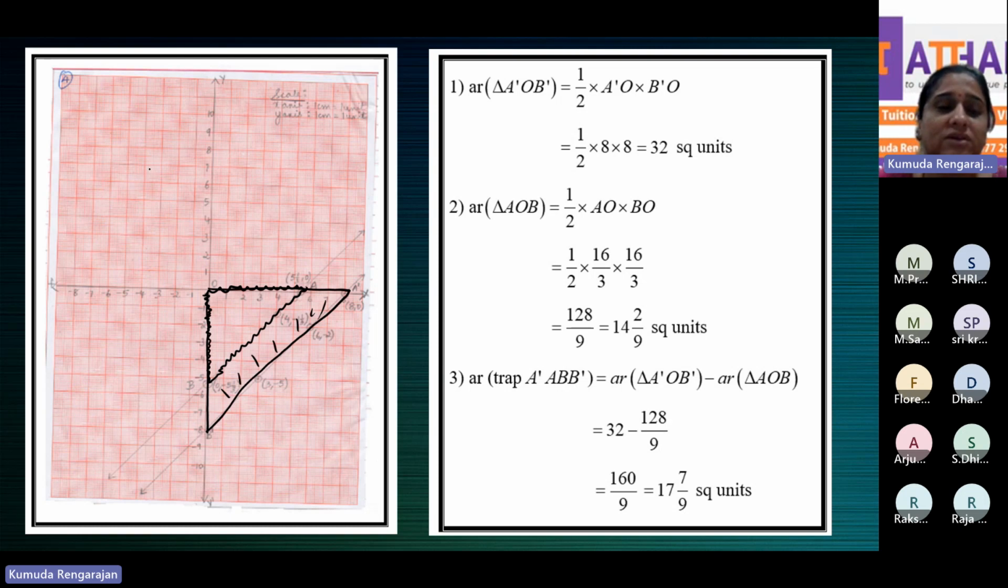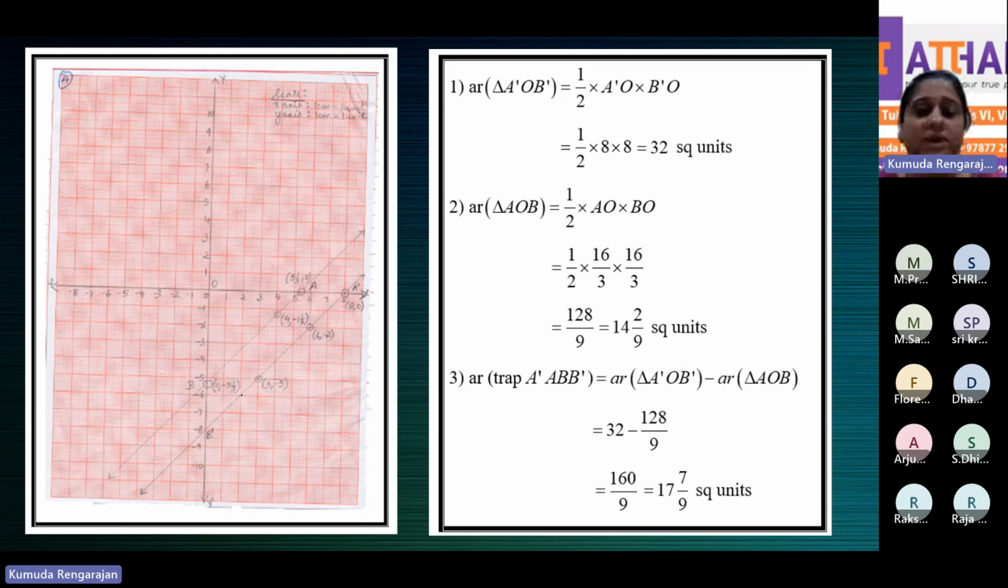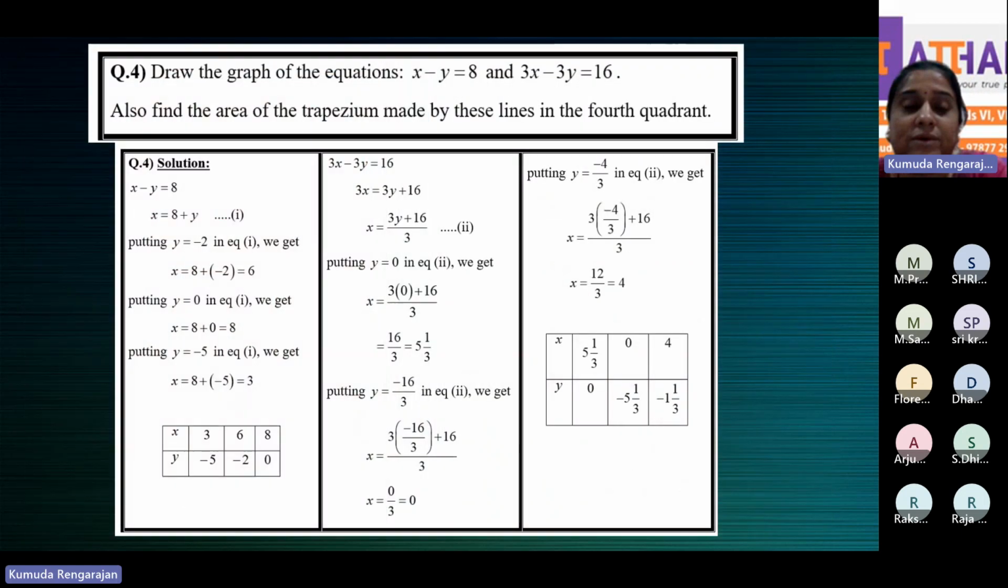See, the area of the trapezium is given by the formula half h into a plus b. But here you cannot find the height of the trapezium. So you have to use this method, that is, the area of the big triangle minus the area of the small triangle. So I think I've answered every part of the question.